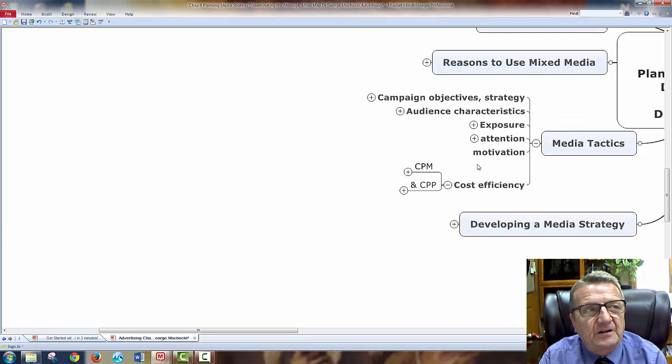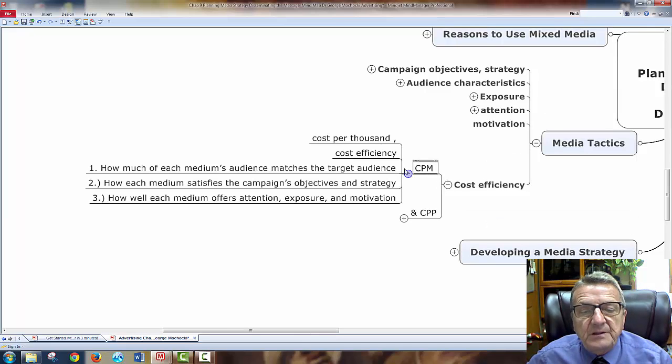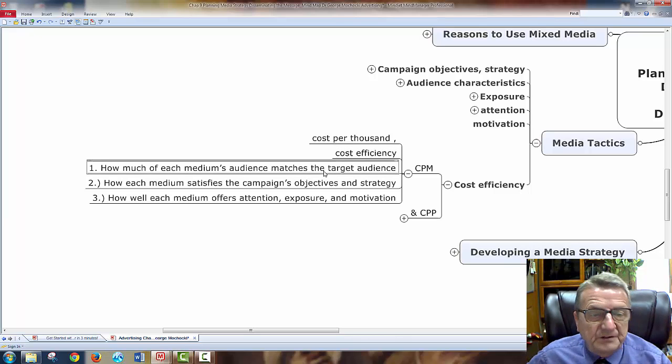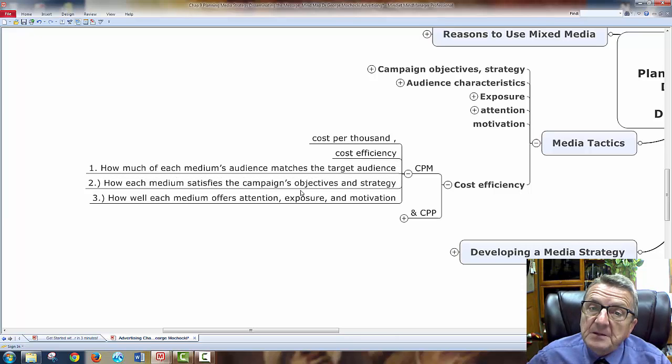And motivation. Again, later on you're looking at motivations. There are coupons, buy one, prices. There's a lot of things to motivate that, and we'll discuss that a little bit later. Cost efficiency. When you talk about CPM, it is cost per thousand, cost effectively. How much each medium costs per thousand exposures or units, how well it matches the target audience, how each medium satisfies the campaign objectives and strategy, depending on how much frequency and exposure I want, and how well each medium offers attention, exposure, and motivation. So this is a measurement.